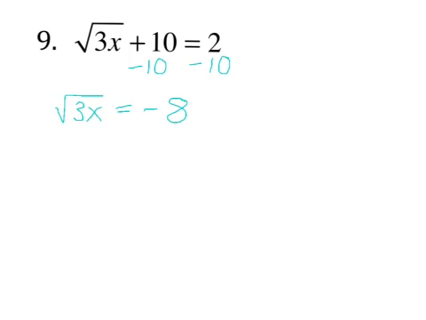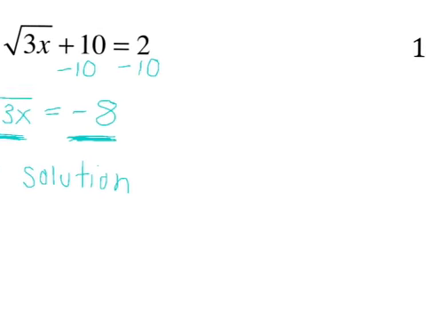Oh no, there is a negative on the other side of the equal sign and a square root on this side. This automatically means that we have no solution. So on the test, be careful about that. If you see a square root with a negative on the other side, the answer is automatically no solution. Let's move on to number 10.